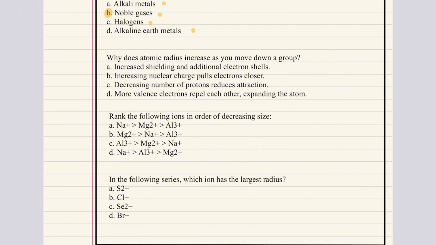Now, as we move down a group, additional electron shells are added. This is going to increase the distance between the nucleus and the outermost electrons. The inner electrons are going to create shielding, and that's going to reduce the pull of the nucleus on the valence electrons. Even though the number of protons does increase as you move down a group, shielding is going to dominate, and that's going to lead to a larger atomic size. So here the correct answer for why atomic radius increases as you move down a group is going to be because of increased shielding and additional electron shells.